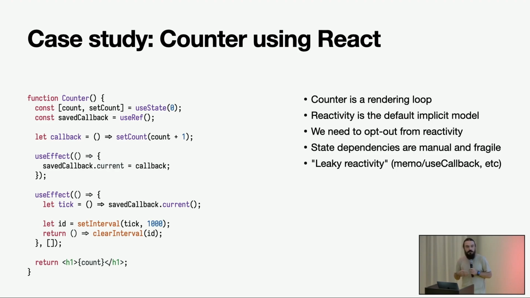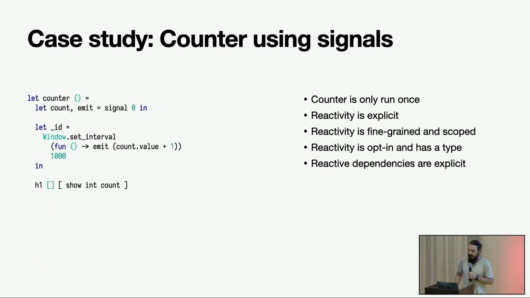But what if we use different materials to build this? What if we use signals? This is what I'm proposing to build. So in this case, we want to set up a function that is called just once. We want to create a signal that has the current count and the ability to update that count. And we set up an interval to call emit, so to increment the count every time the timer is triggered.